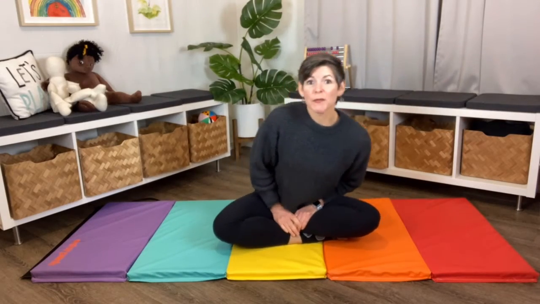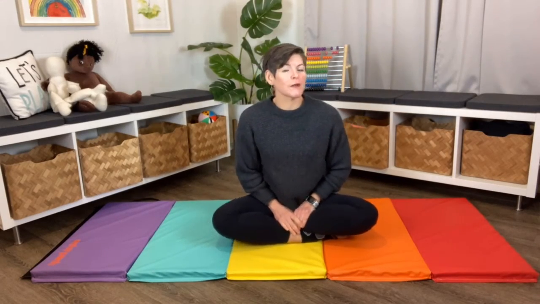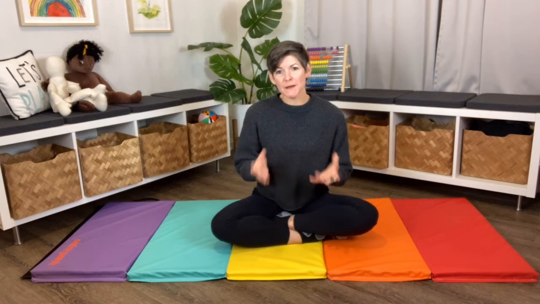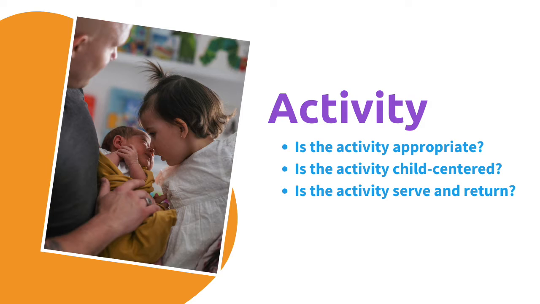The next area that we're paying attention to for your 0 to 3 month old, when we look at it from the EAR triangle, is A for activities. Now, when we talk about activities, there are 3 things that we want to keep in mind for a 0 to 3 month old. Is the activity appropriate? Is the activity child-centered? And does the activity involve some aspect of serve and return?